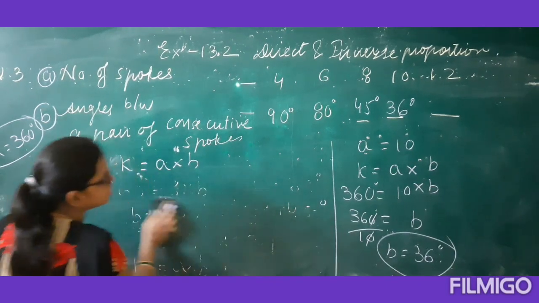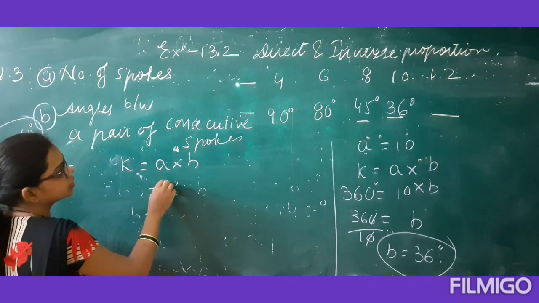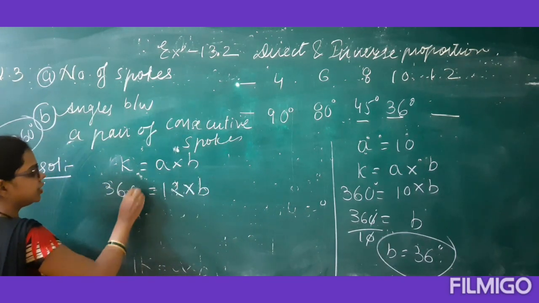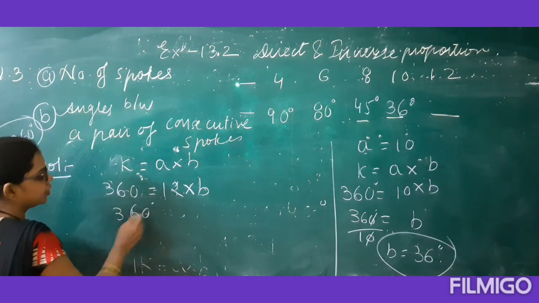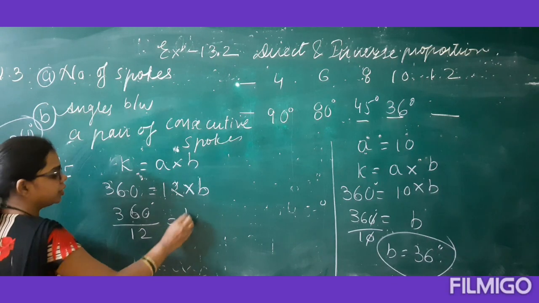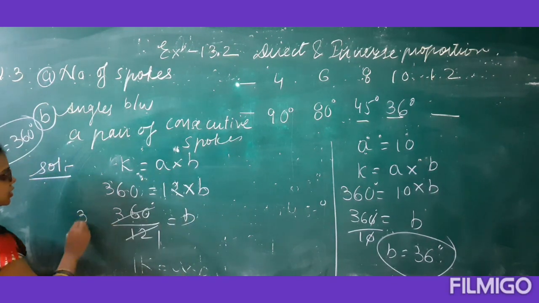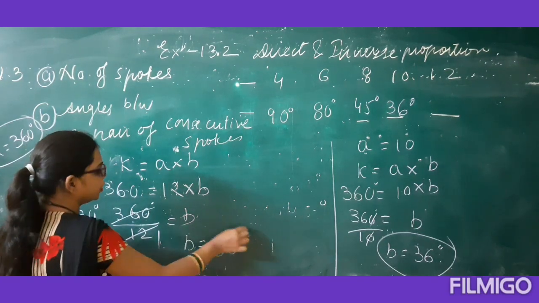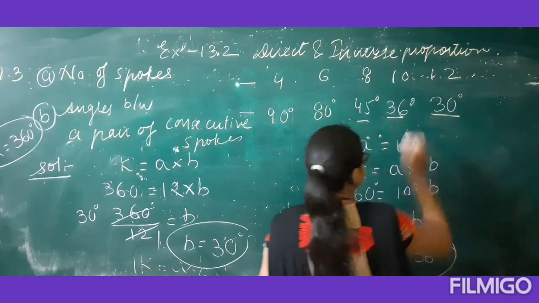Now if I take A as 12, this is 12 into B, K is 360 degrees. So this will be 360 degrees by 12 equal to B. 12 1s are 12, 12 2s are 24, 12 3s are 36. So B equal to how much? 30 degrees. So here it will be 30 degrees.